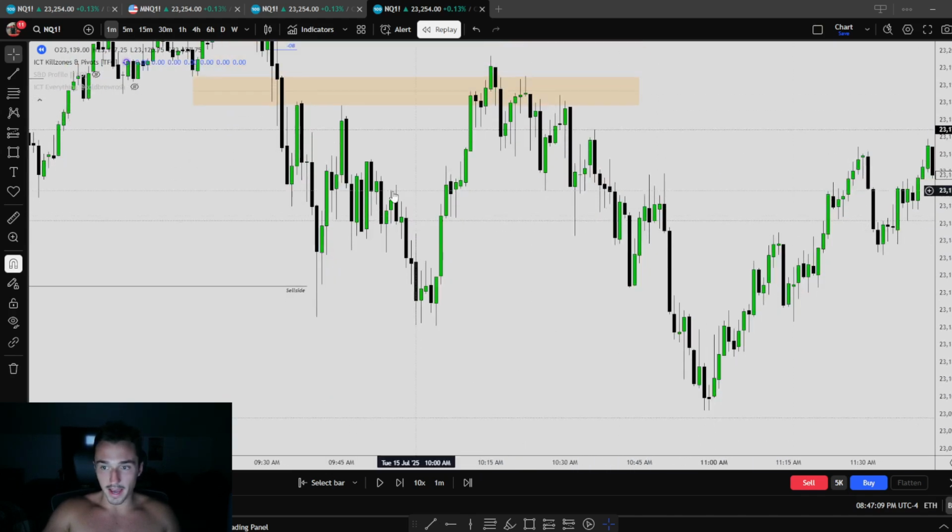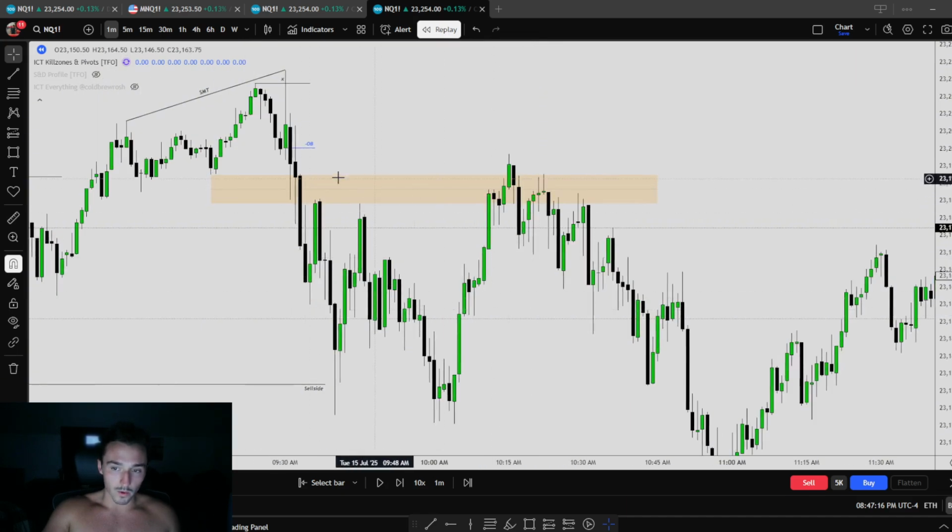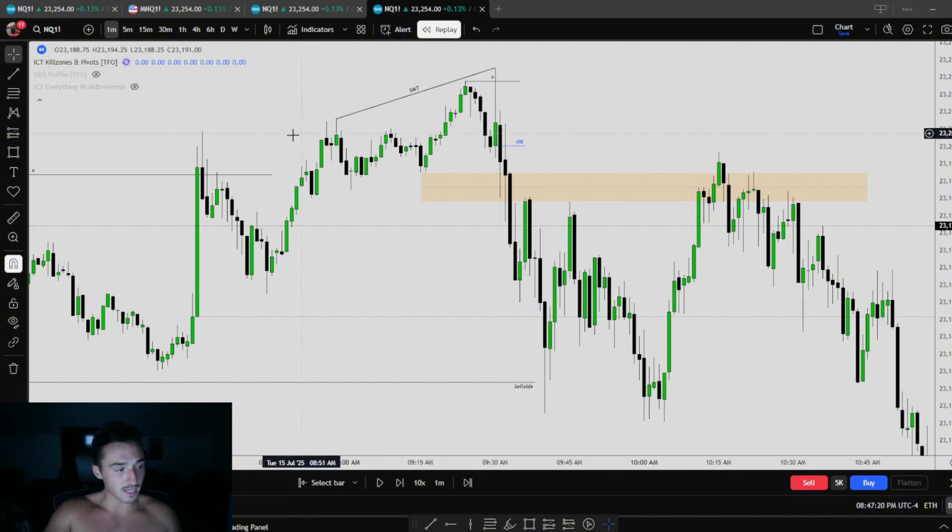Now you might be thinking, hey, well, we have these fair value gaps. Wouldn't that signify bullish order flow? No, because we are entering a 15-minute key level, bearish key level. We have an SMT at the highs.